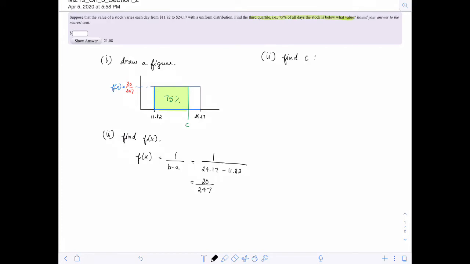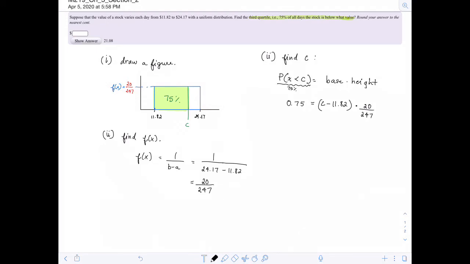Okay, so now the third part is let's go ahead and find this value. Let's find C. I know that the probability of x being less than c is going to be equal to the base times the height of this rectangle. Well, I know this probability, it's 75%, right? So 0.75 will be equal to the base. The base will be the difference between C and 11.82 times the height, which is f of x, which is 20 over 247.